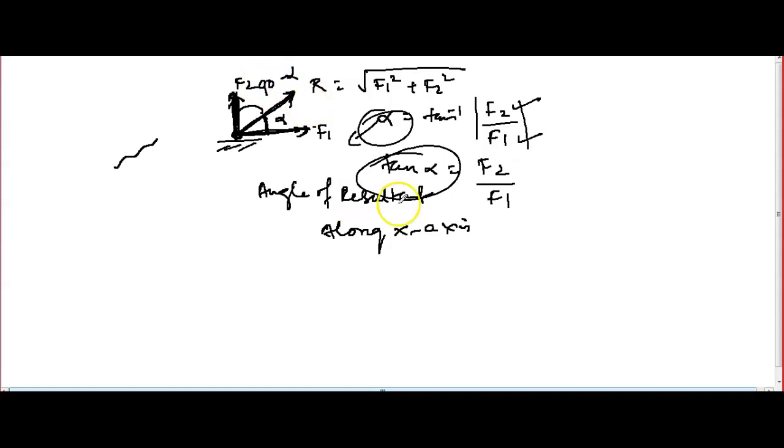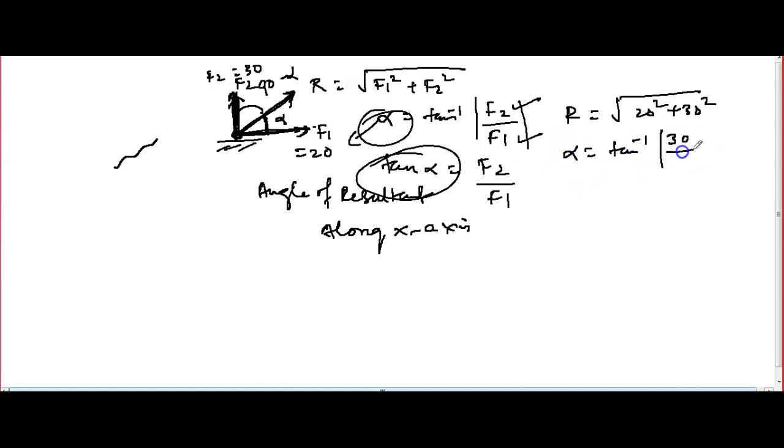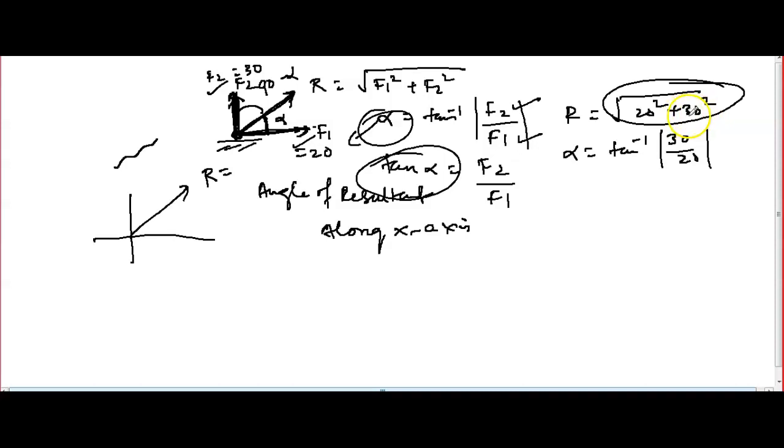This is the concept. Now we'll see an example. Consider F1 is 20 and F2 is equal to 30, given here. So F resultant you can write as square root of 20 square plus 30 square. And alpha is equal to tan inverse of how much? 30 by 20, F2 by F1. You can represent the resultant here, and its value, how much it comes to, is square root of 1300.